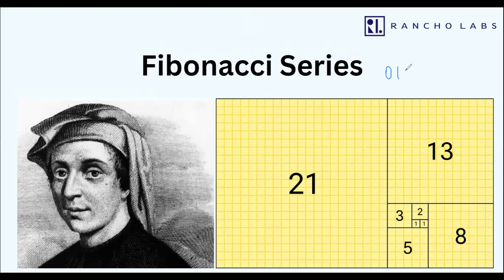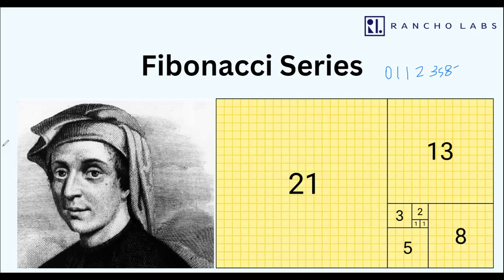So the present element should be the sum of the previous two numbers: 0 plus 1 is 1. The next element is the sum of the previous two numbers: 1 plus 1 is 2, 2 plus 1 is 3, 3 plus 2 is 5, 5 plus 3 is 8. This is the Fibonacci series. It will go on and on. 8 plus 5 is 13, 13 plus 8 is 21, in that way. This is called the Fibonacci series.